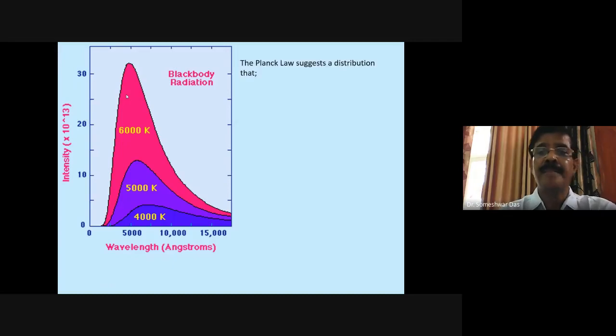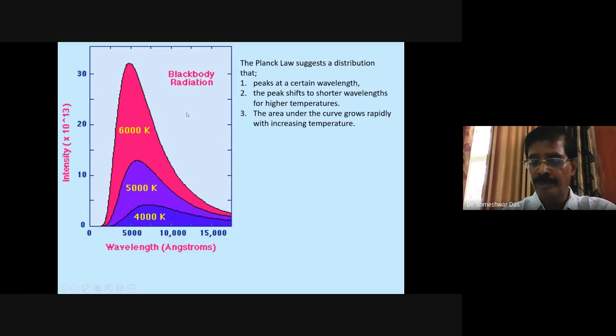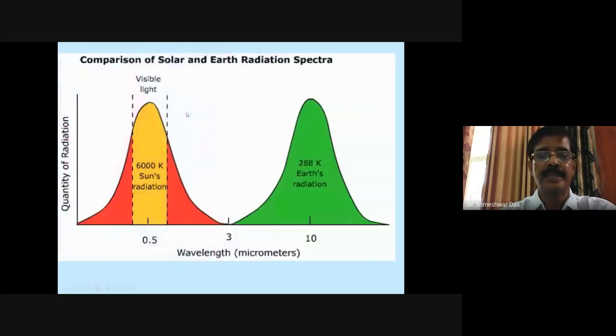So in summary, Planck's law suggests a distribution that peaks at a certain wavelength. Okay, these are the wavelengths. The peak shifts to shorter wavelengths for higher temperature. When the temperature increases, the peak is shifting towards lower wavelength. The area under the curve grows rapidly with increasing temperature. As temperature increases, the area also increases. This is what you notice.